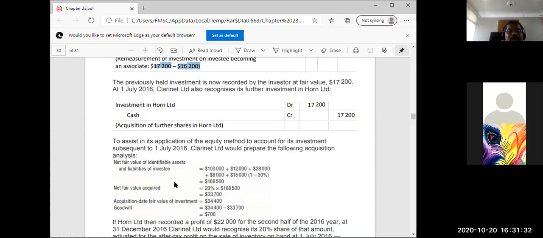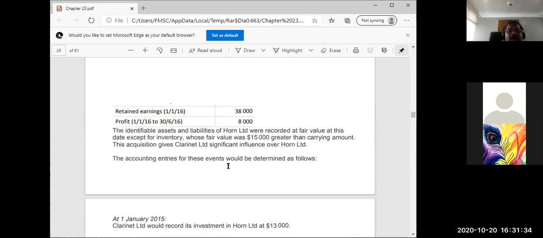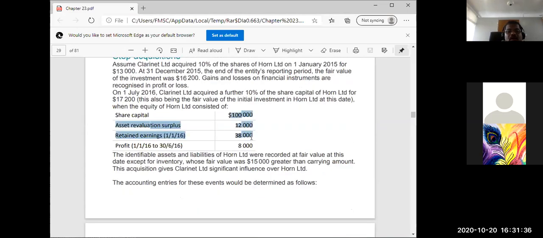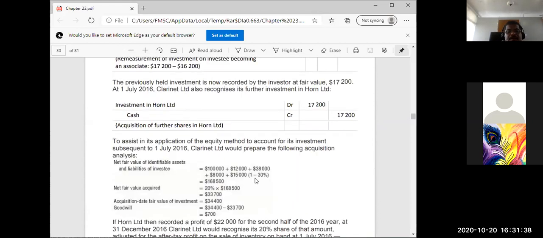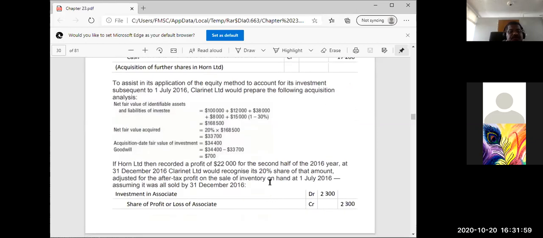So you can calculate the goodwill. Simple. How do you calculate the goodwill? You take all these, plus the increase in inventory, 1 minus T, that is tax. You take 20%, so 20% is so much. Investment is 17,200 two times, because 10% and 10%, two 10% stories. So the goodwill is 7,000.